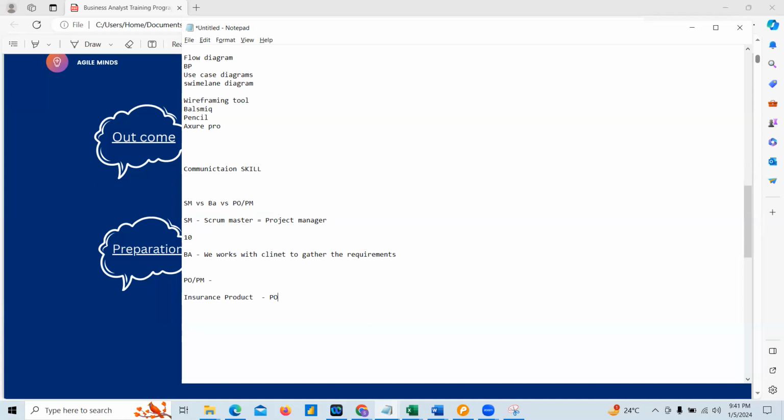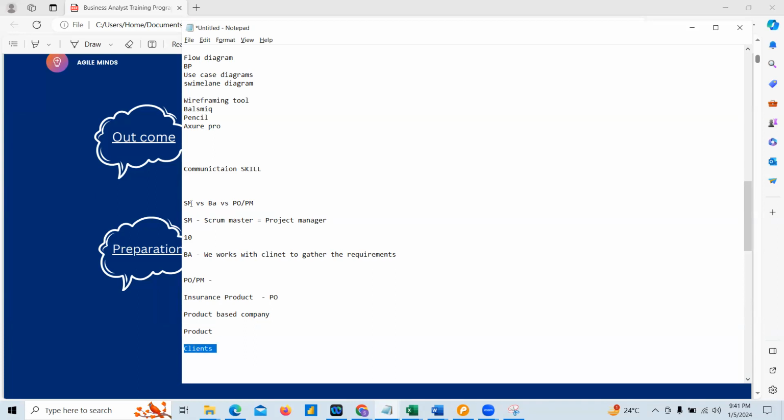Okay, for example, I'm working for a product based company. What will a product based company have? Product as a product, and this company will also have clients. So product owner will work on enhancing that particular product, and business analyst will work on gathering the requirements from clients.